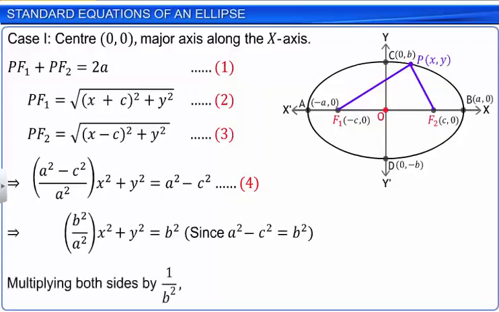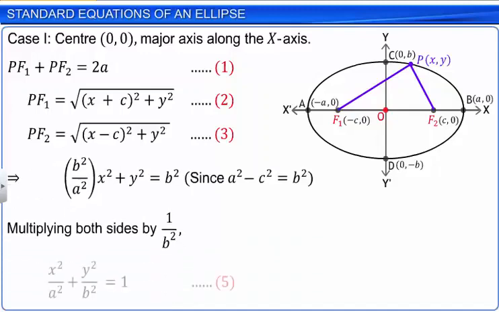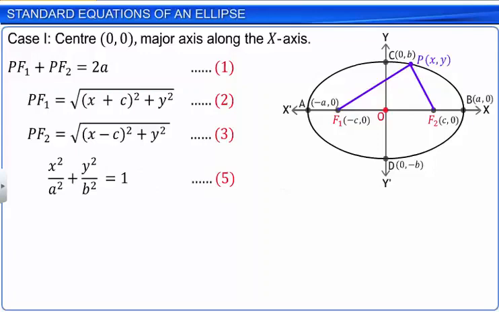x squared upon a square plus y square upon b square is equal to 1. We can say that equation 5 represents the given ellipse if the coordinates of point P as derived from this equation satisfy the geometrical condition PF1 plus PF2 is equal to 2a.